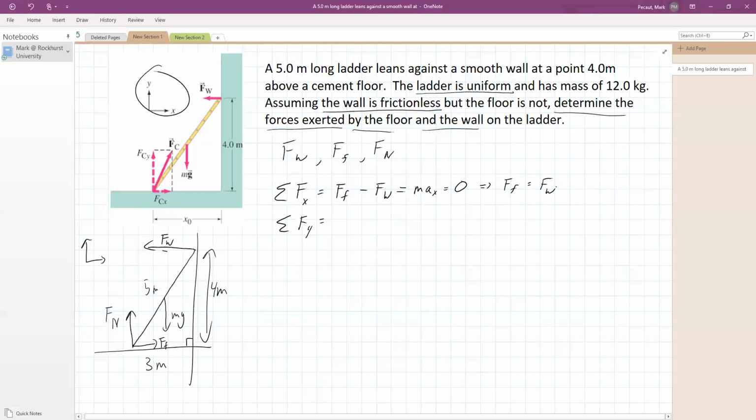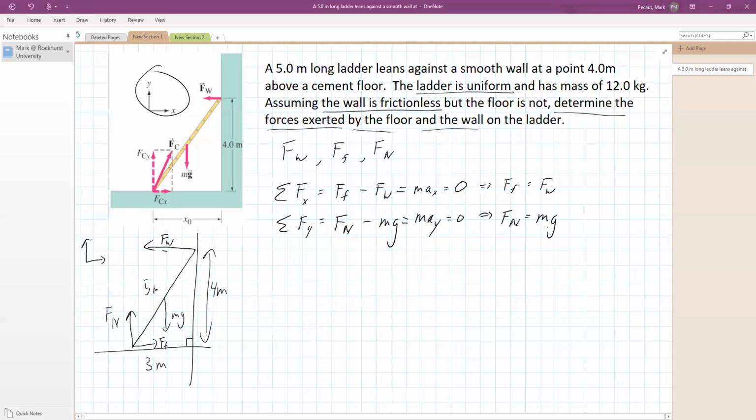Okay. Now let's do the y equation. The y equation says that I have the normal force up, and that's a positive force, and then I have gravity down, that's a negative force. And I set that equal to ma in the y direction, and of course a in the y direction is 0 because it's statics. And in statics, the accelerations are always 0. It's beautiful. And again, I can solve for the normal force here with this equation, and that tells me that the normal force is equal to the weight of the ladder.